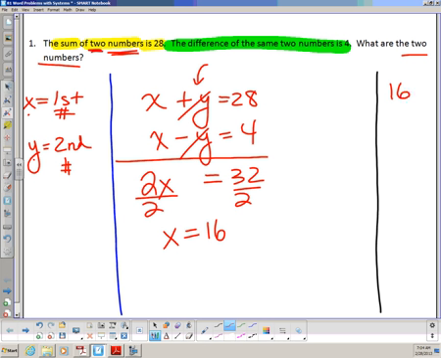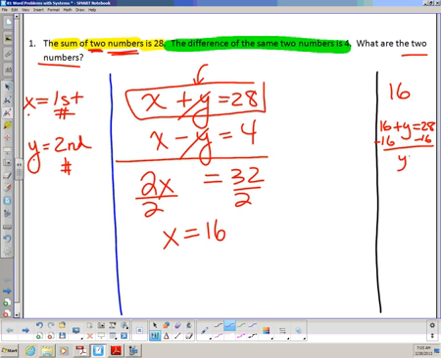I can do it a couple of ways. I could take this equation, for example, x plus y is 28, and plug in 16. Because 16 plus y is 28, the sum of the two numbers was 28. I'll subtract 16, and I'll get y is 12. So I know the two numbers are 16 and 12. If I add them, I do indeed get 28, and if I do 16 minus 12, the difference, I do indeed get 4. So we found two numbers whose sum was 28 and whose difference was 4.